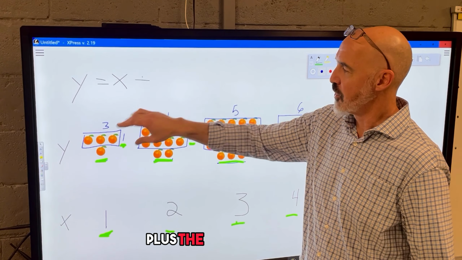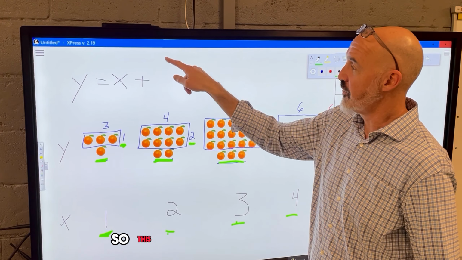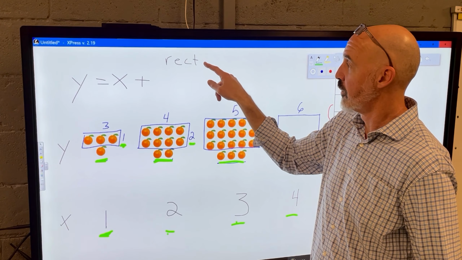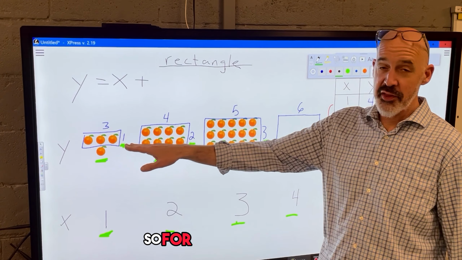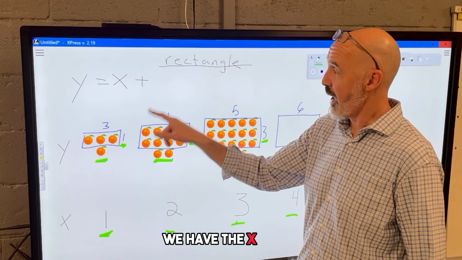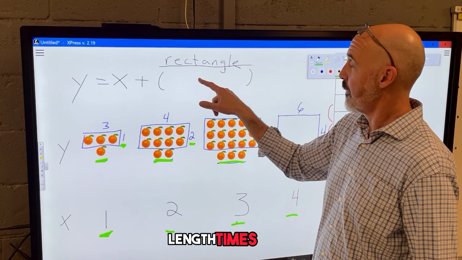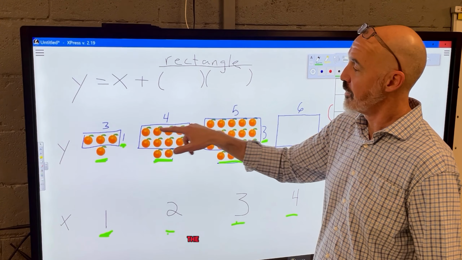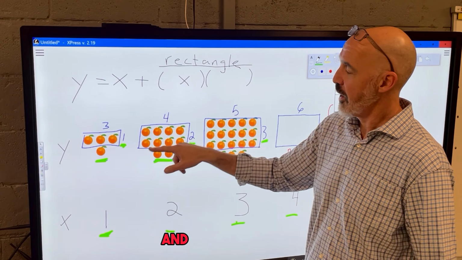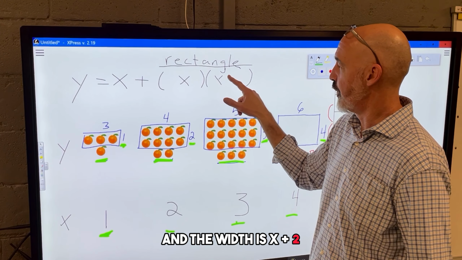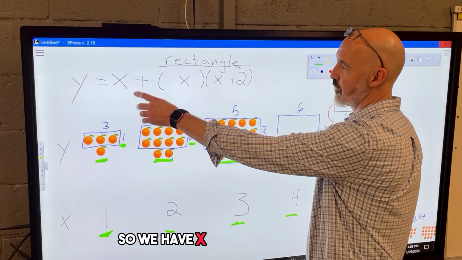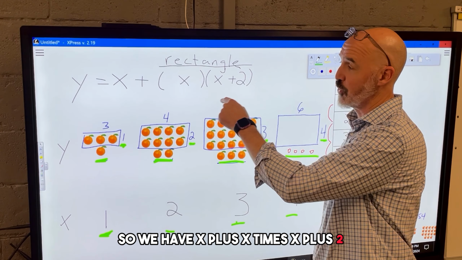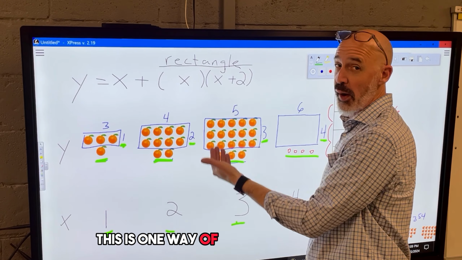plus the rectangle, right? So this is kind of like the rectangle, which for the area of a rectangle is length times width. So for length times width, we have the x value. The length is x, and the width is x plus 2. So we have x plus x times x plus 2. This is one way of writing this equation.